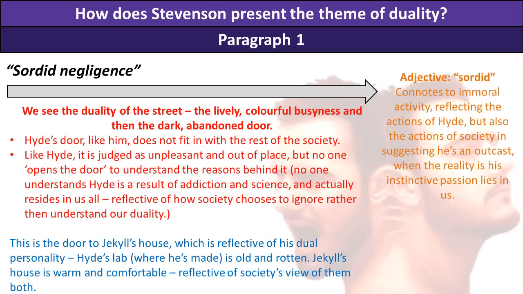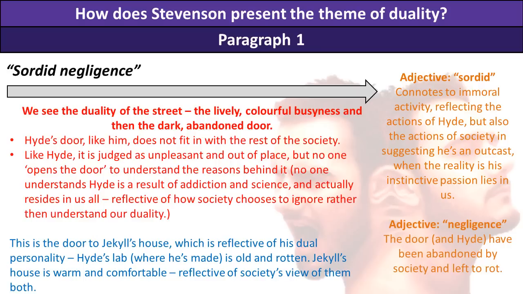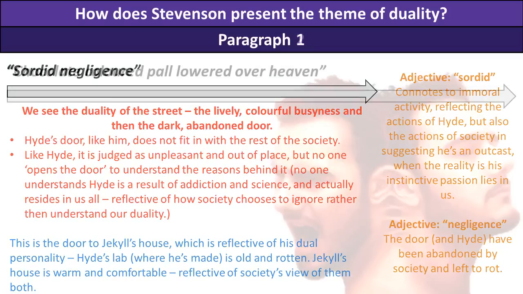Then look at the language here. I've got "sordid," which connotes immoral activity. This reflects the actions of Hyde, but also the actions of society, suggesting he's an outcast, when the reality is his instinctive passion lies in us all. He is our duality, we just choose not to accept it. But they've also got the word "negligence" here. The door and Hyde have been abandoned by society and left to rot. That's what we'd like to do with our duality: abandon it, leave it, dismiss it.